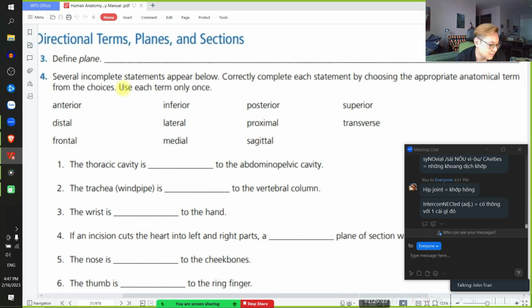So how many planes do you have? 3 main planes. What are they? Median. What else? Frontal. Transverse. We also call the median the mid-sagittal plane. Now I understand why it's called sagittal. Sagittal means like the arrow.